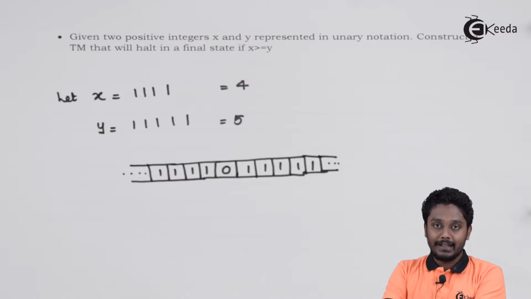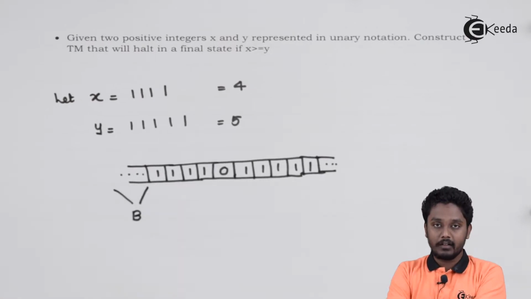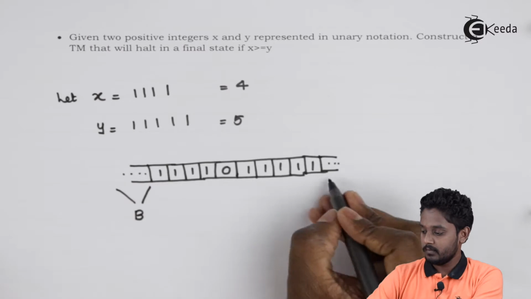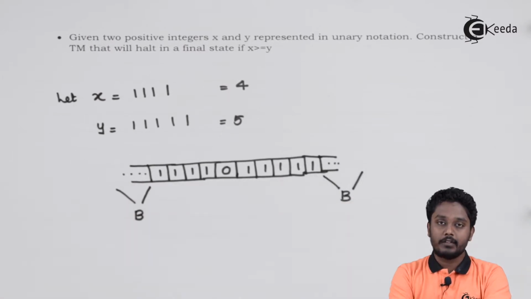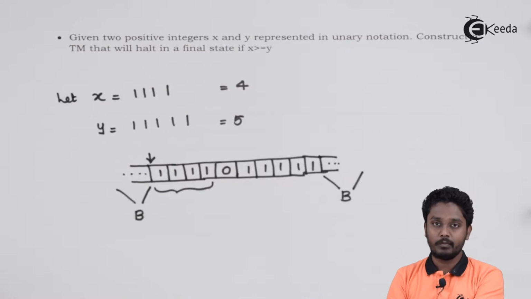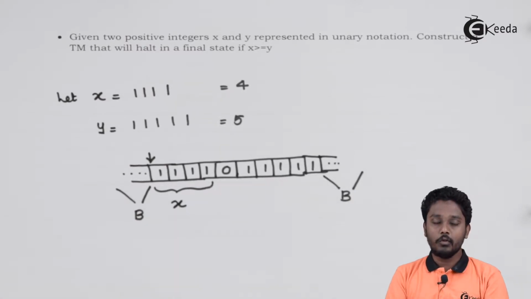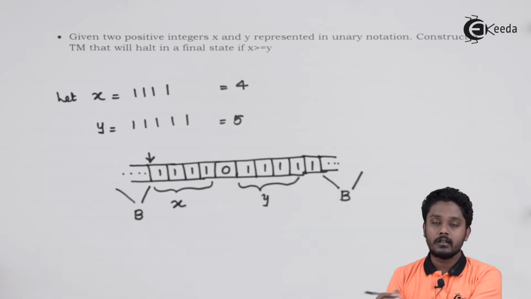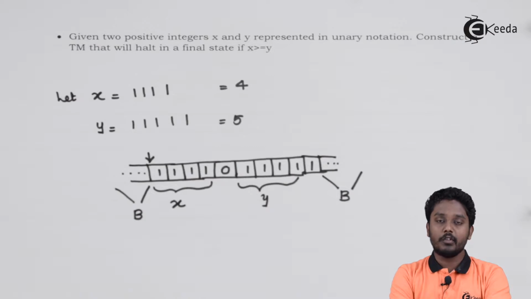Imagine this is the infinite length input tape for the Turing machine. There would be some blank region on the left, similarly on the right. Now we'll consider that initially the Turing machine is set to the point where the first number starts. The first number starts over here. Turing machine would be set to the point where I'm indicating with an arrow. So this number x is represented before the number 0. Number y is represented after the number 0.